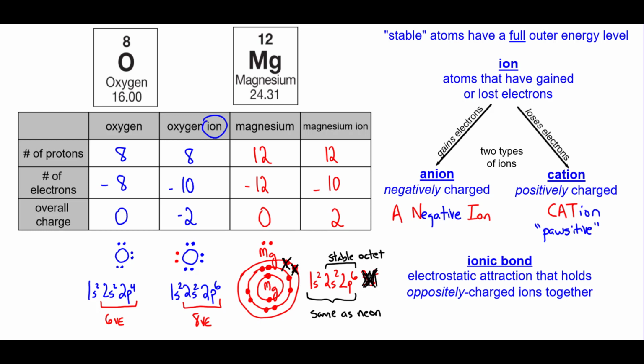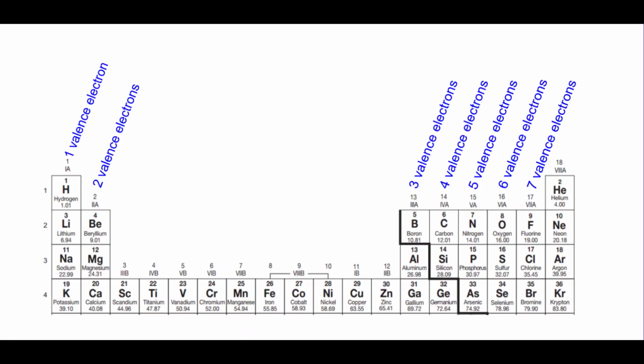Now this is a really good spot to pause and make sure you're caught up with the notes because I'm going to move on. Now there's just one more part for ionic bonds, and that's to know what type of atoms will make ionic bonds.